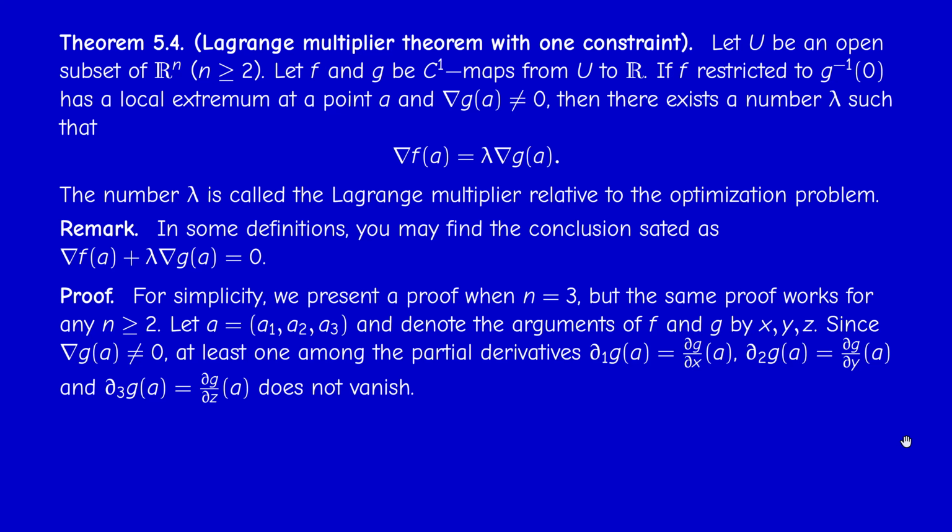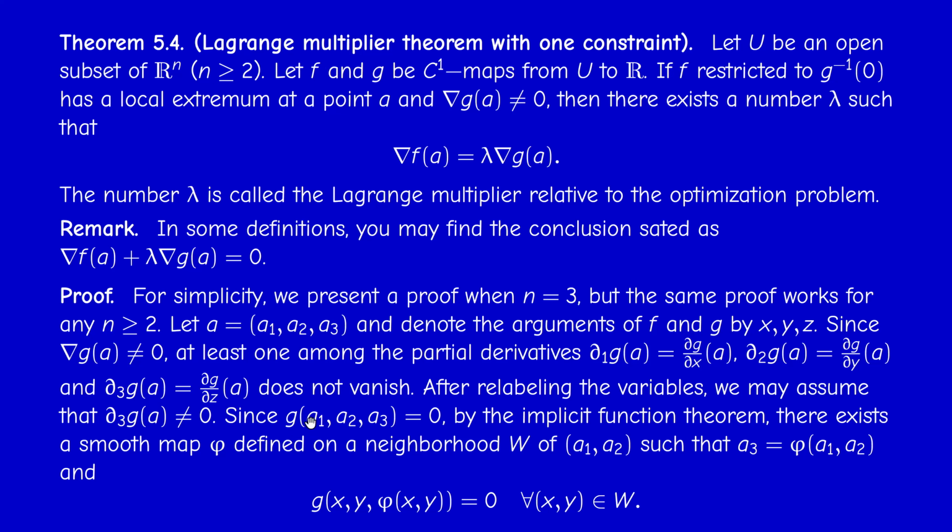But A belongs to the surface, so g of A is 0. So now we have a smooth map which vanishes at a point, and the third component of the derivative is not 0. So this means that by the implicit function theorem, we can solve for the third variable in terms of the first two. Or if you like, you can treat a1, a2 as one variable, (x, y) as one variable, and z as another variable, same thing.